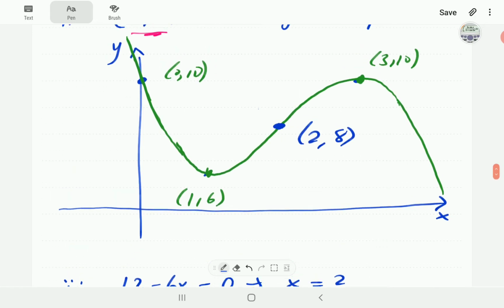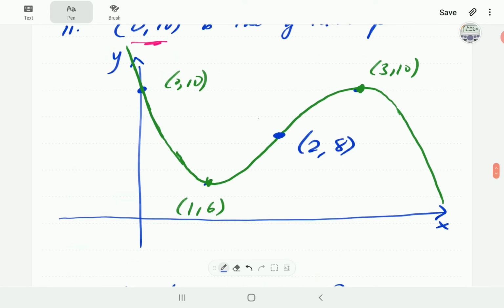Just something to note about the inflection point for cubics. This only applies for cubics.